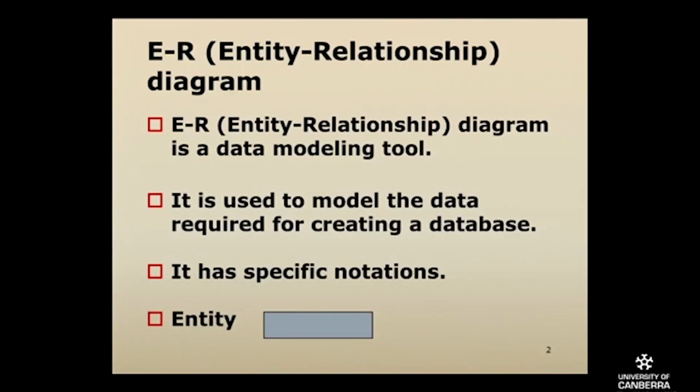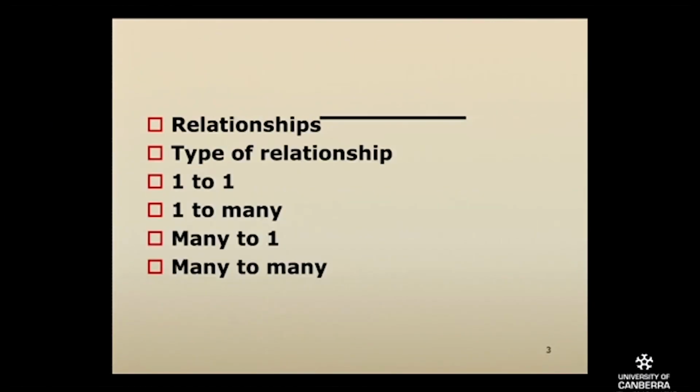So the notation on entity relationship diagram: entities are put in the boxes. Relationships are the lines joining these entities or the boxes. Types of relationship: one-to-one, one-to-many, many-to-one, many-to-many. And if you have a many-to-many relationship, you convert that relationship into a new entity. So you should not have many-to-many relationships on your ER diagram. If you have, convert that relationship to a new entity, as we said.